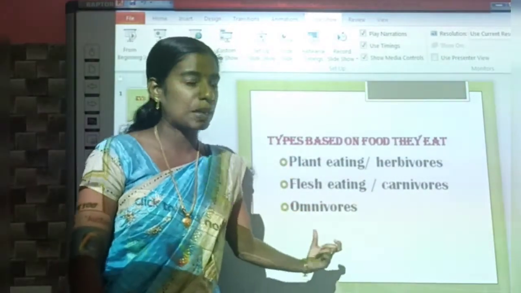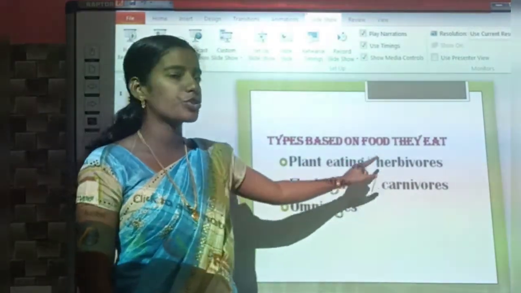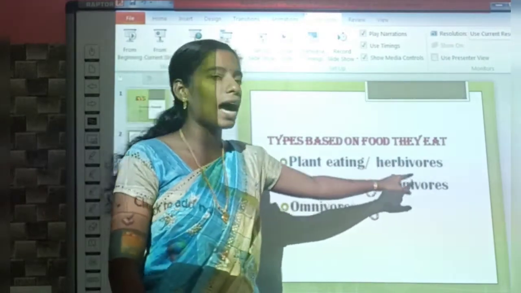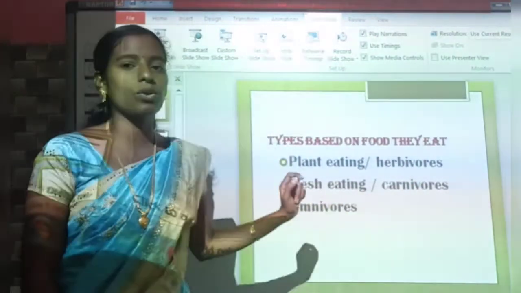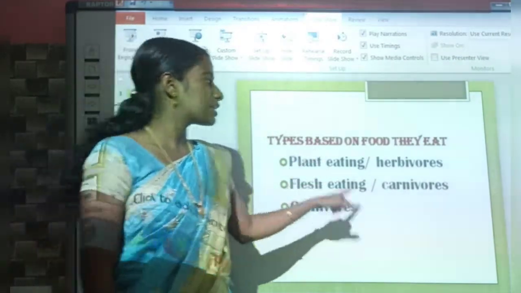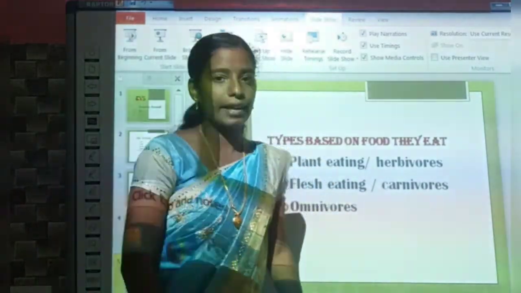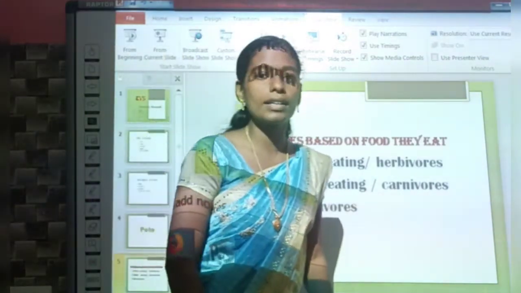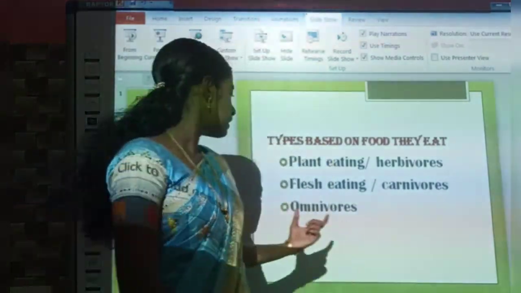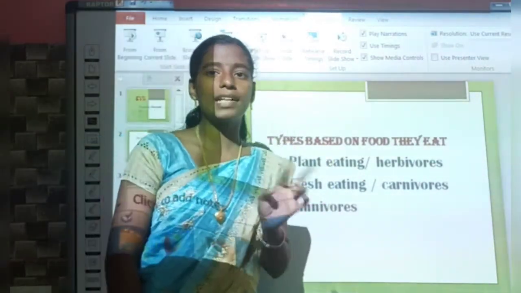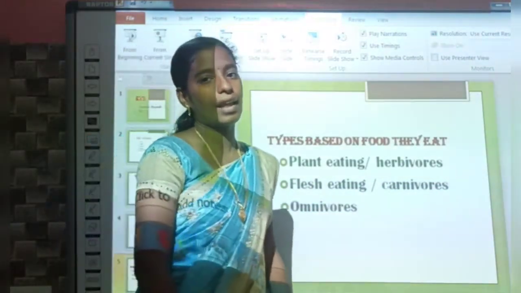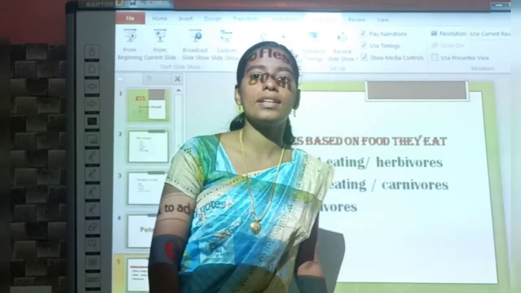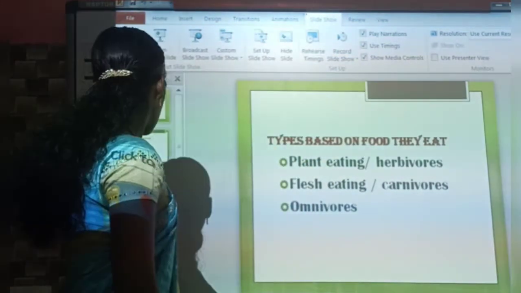I repeat the spelling. Herbivores. Then carnivores or flesh eating: C-A-R-N-I-V-O-R-E-S, carnivores. Then the last one is when they eat plant and flesh, they are called omnivores: O-M-N-I-V-O-R-E-S, omnivores.